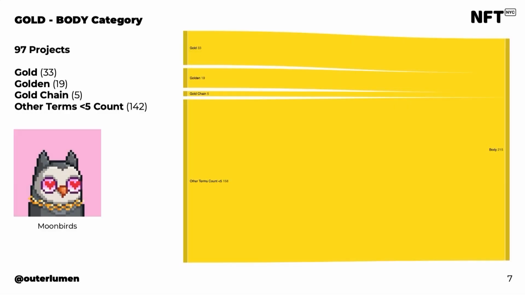I also looked at the body. There were 97 projects, the runner-up. In terms of thinking about the characters used and the linguistics used, it was a bit of an easier one, right? Gold, golden, gold chain. It wasn't as diverse as the mouth trait.